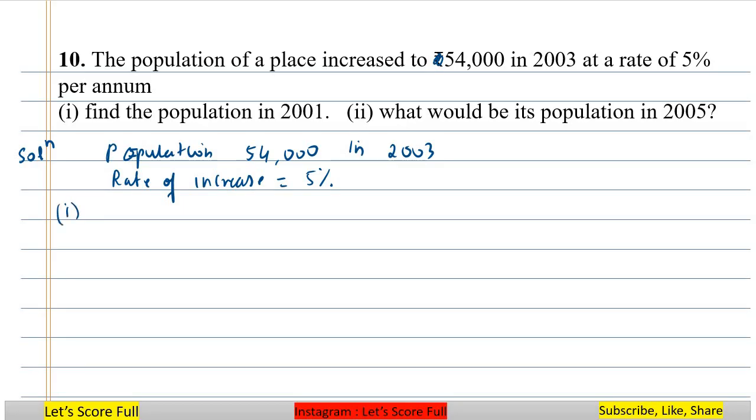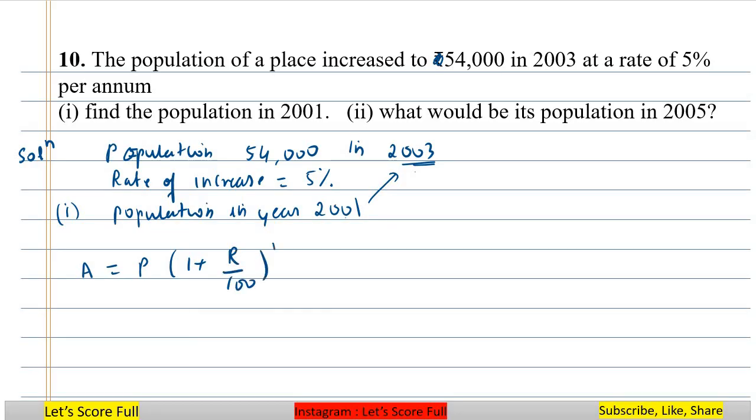And the first part says find the population in year 2001. Okay. So 2001 they are asking and given is 2003. Means from 2001 to 2003 the population has increased. Means here if I use amount = principal (1 plus r by 100) raised to n. We know the time here we are using from the start time. So actually this is population. Okay, let me explain why.